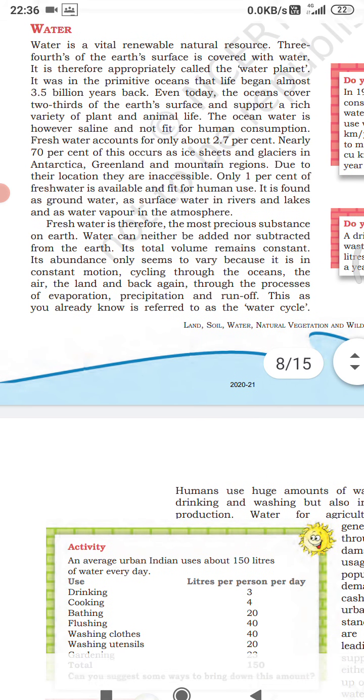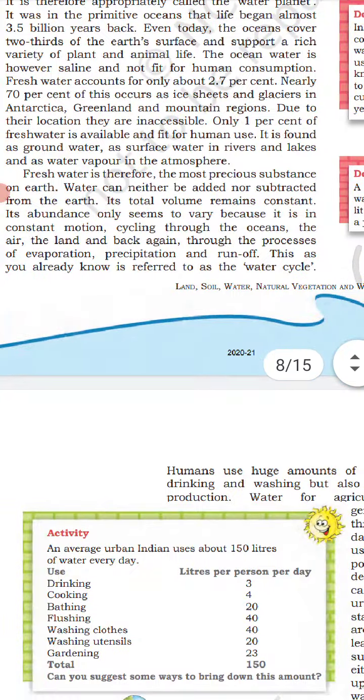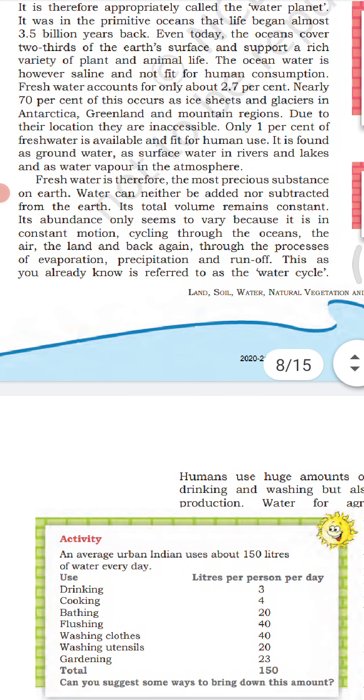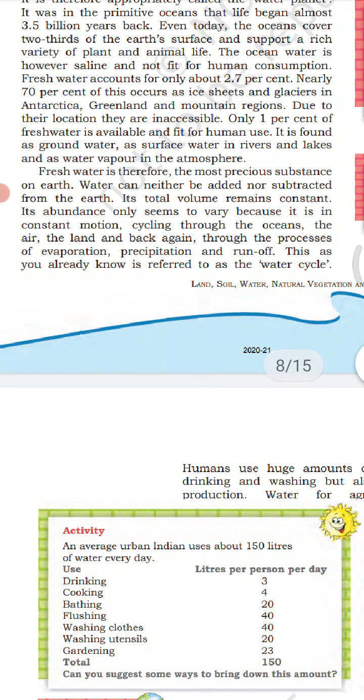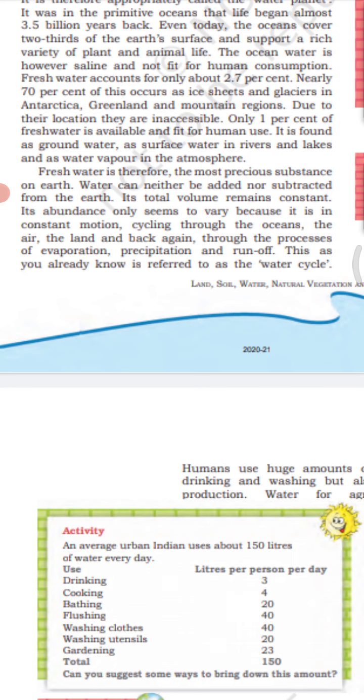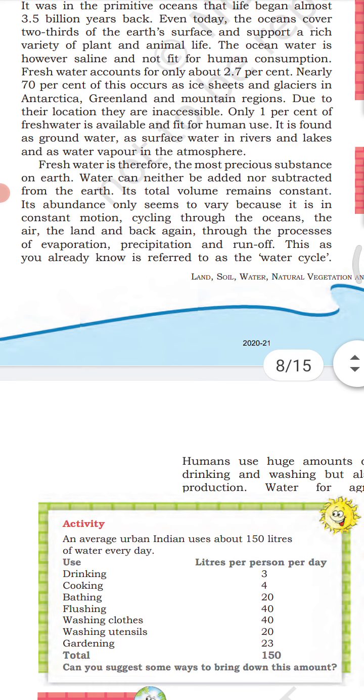Water can neither be added nor subtracted from the earth. Its total volume remains constant. Its abundance only seems to vary because it is in constant motion, cycling through the oceans, the air, the land, and back again through the processes of evaporation, precipitation, and runoff. This, as you already know, is referred to as the water cycle.